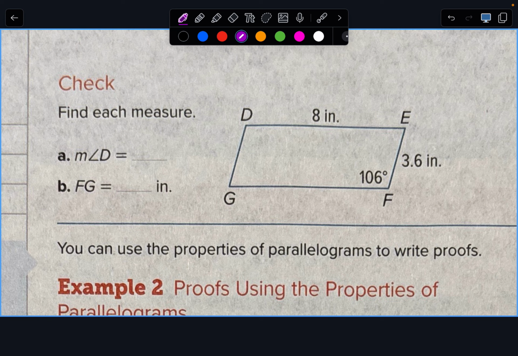All right, what's angle B? Angle D is 106. What's FG? Okay. All right, what if I asked you for angle G? 74. 74 degrees. It's kind of easy. Okay.